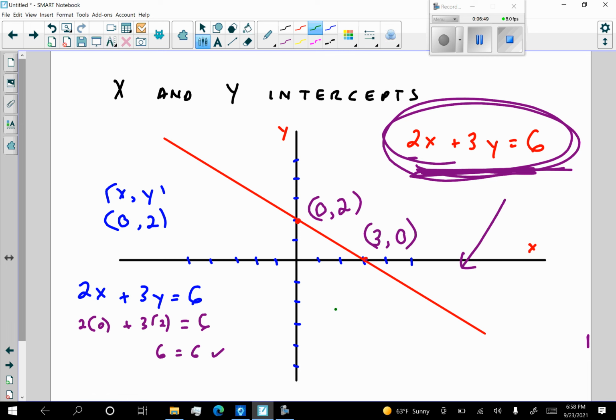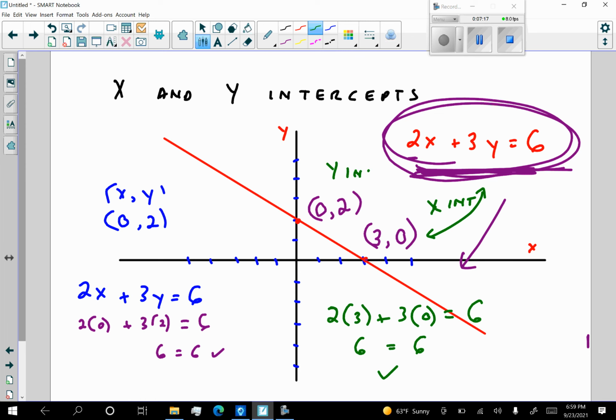I'm going to put 3 in for x. So I have 2 times 3 plus 3 times 0. Does that indeed equal 6? Well, 2 times 3 does equal 6. So 6 does equal 6. So that's a check. So this is indeed the x-intercept of this linear equation. Let's write the x where we can see it. And this is indeed the y-intercept of this linear equation.